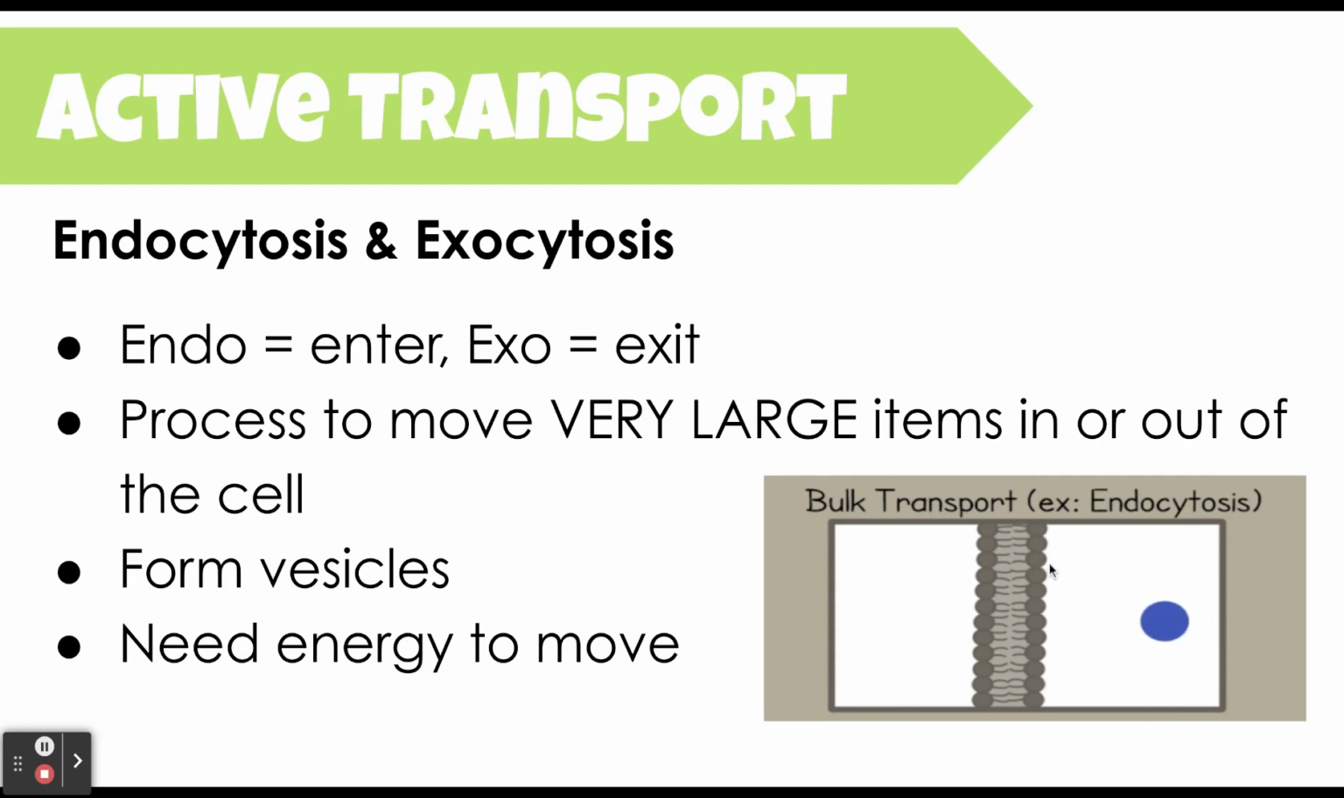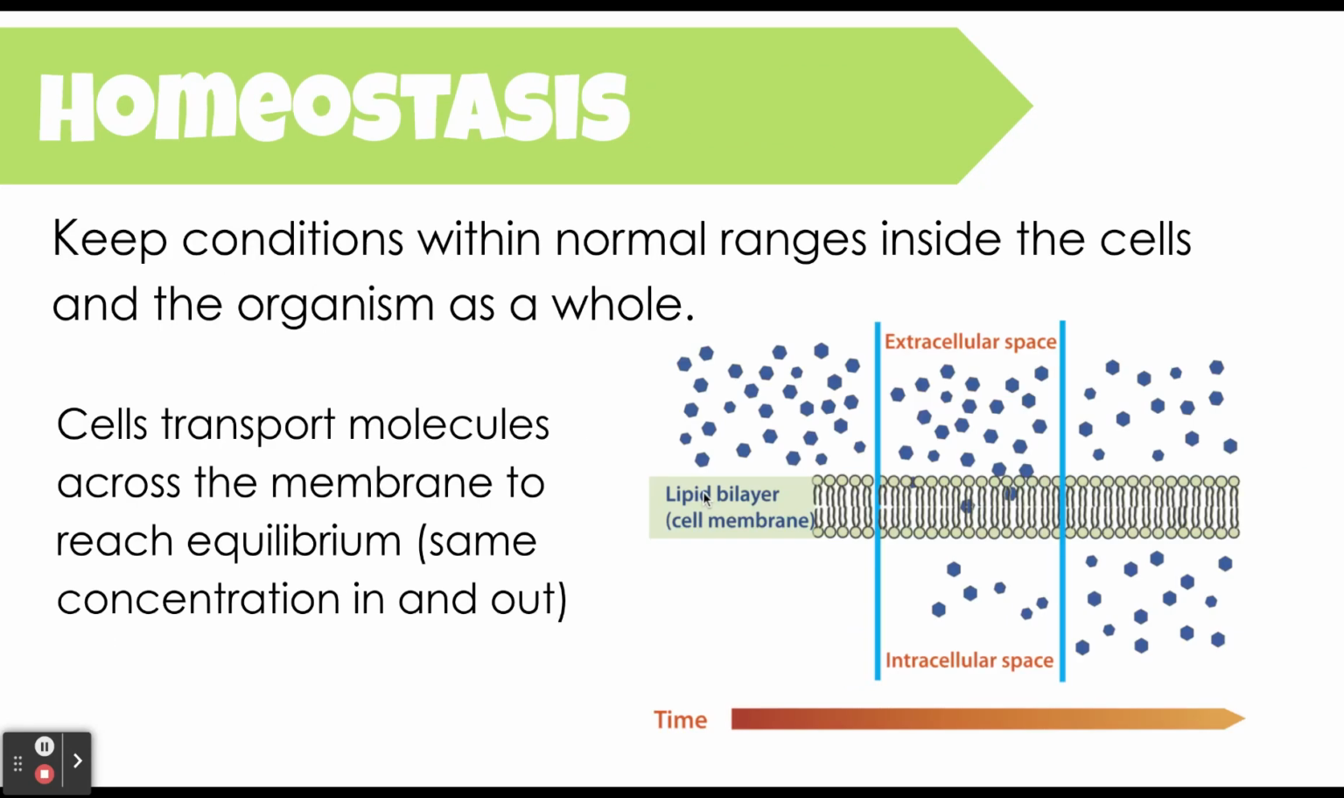So, in the little GIF in the corner, you can see that the large molecule comes into contact with the membrane. The membrane sort of bubbles around it and pinches off, forming this little vesicle or little bubble around the really large molecule. And this type of transport does require energy to allow that little vesicle to form, getting that large item in or out of the cell. So, again, if it's endocytosis, that item is entering into the cell. If it's exocytosis, the molecule is exiting the cell.